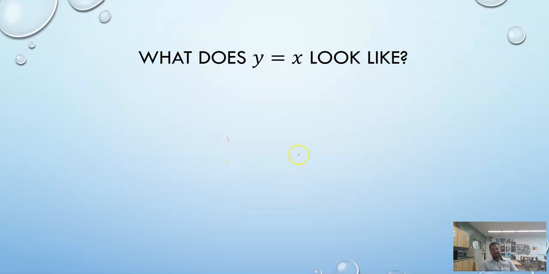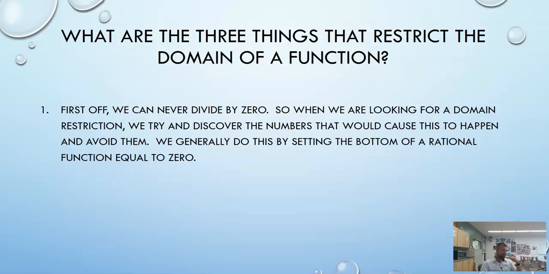Y equals x, the most basic of all of the functions that we have. I actually don't have a picture for this one, but that just looks like a straight line that moves up at a 45-degree angle. Okay, that one appears from time to time. We've talked about lines already in this class, so something we don't need to worry too much about.